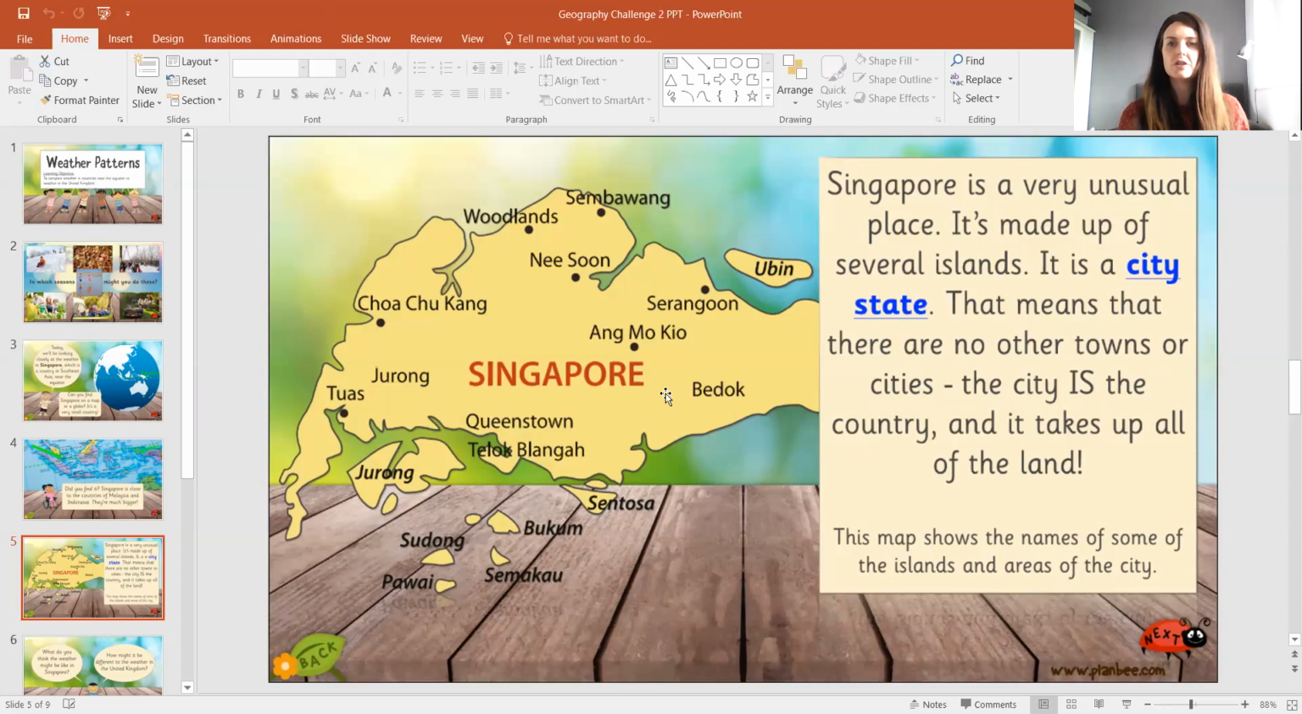But it's something called a city-state, which means that there are no other towns or cities in the country. It's just one city, and that is the whole country, and it takes up all of the land. And if you want to have a little closer look at the map, you can see some of the islands and areas of the city.